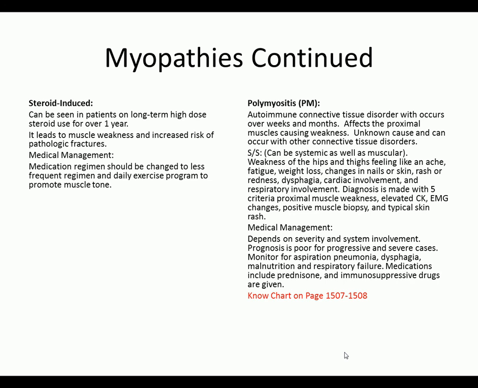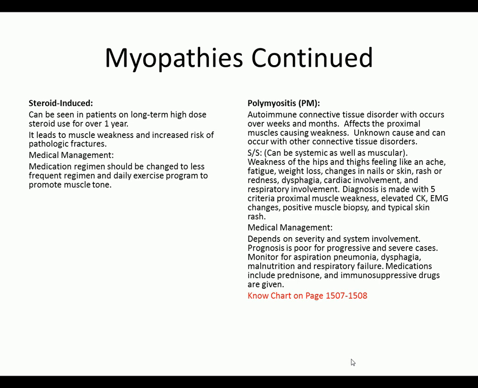Polymyositis is an autoimmune connective tissue disorder that occurs over weeks or months. It affects the proximal muscles by destroying the muscle fibers. The cause is unknown. They think it could be triggered by some type of bacterial, viral, or parasitic agents. Drugs, vaccines, and stress may also cause this. Your signs and symptoms are listed for you. They can be systemic as well as muscular.